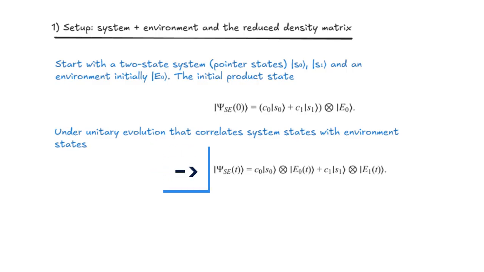If the system is in pointer state S0, then the environment has evolved into environment state E0 at time t. If the system is in pointer state S1, then the environment has evolved into environment state E1 at time t, which is in general a different state. The coefficients C0 and C1 remain as the complex amplitudes that assign the relative weight of each branch.